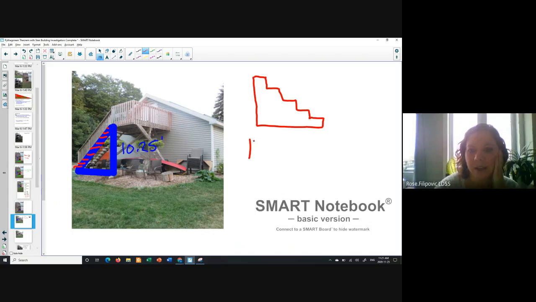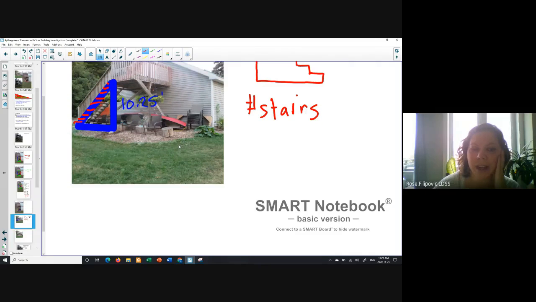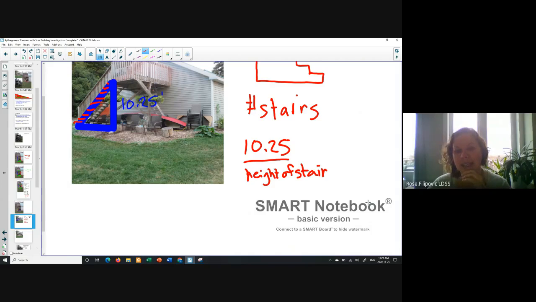So the first thing I needed to do is figure out the number of stairs. My grade 10 class was really awesome with that. They said, okay, we're going to take the 10.25 height and divide it by the height of a stair. But this is where we ran into some problems, because this is in feet, and the height of a stair, if you recall, needed to be between 6.5 and 7.5 inches. Ideally you wanted 7 inches. So you had to convert the feet to inches.